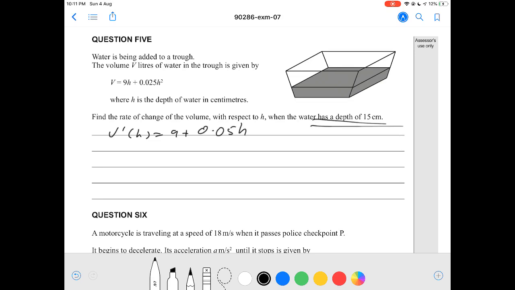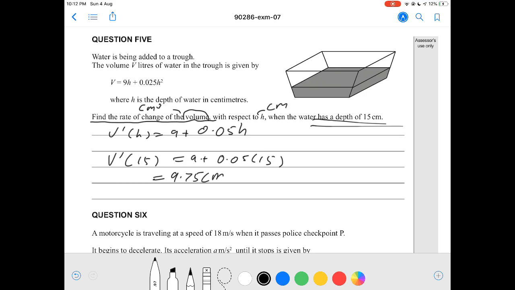So basically, we just need to substitute our H equals 15 centimeters to find the rate of change. So V dash of 15 equals 9 plus 0.05 times 15. The answer should come out to be 9.75. Alright, so the only difference between this rate of change question and a gradient question is that for a rate of change question, you do need to add a unit. So the question says find the rate of change of the volume, so volume changing with respect to H. Volume is measured in centimeters cubed, and H is measured in centimeters.